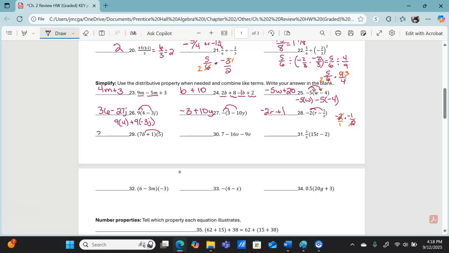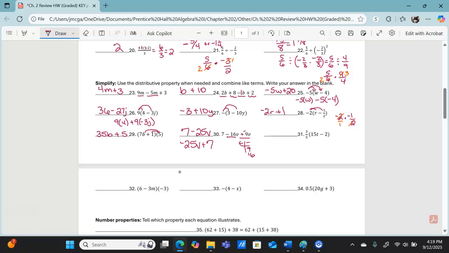5 times 7b is 35b. And then 5 times positive 1 is plus 5. On this one, my like terms are a negative 7 and a negative 9, or negative 16 and negative 9. So we have negative 25v. You can put the 7 in the front, or if you are used to writing your numbers first or your variables first, that's how it would look.